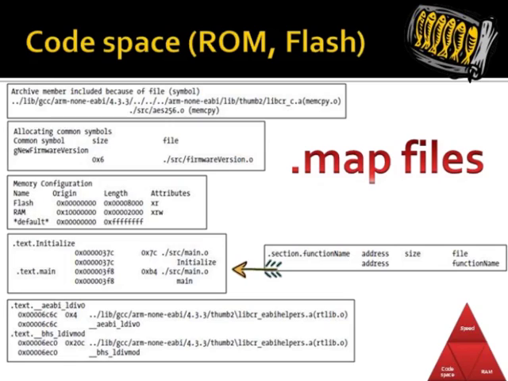When you need to look for memory, both RAM and code space, the file to start with is the memory map. This is an output from the compiler.